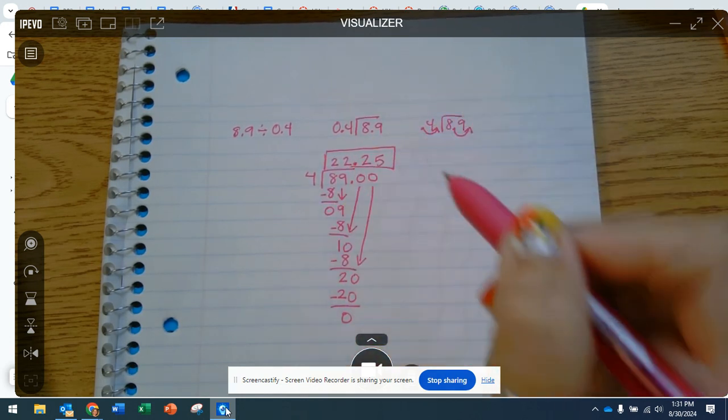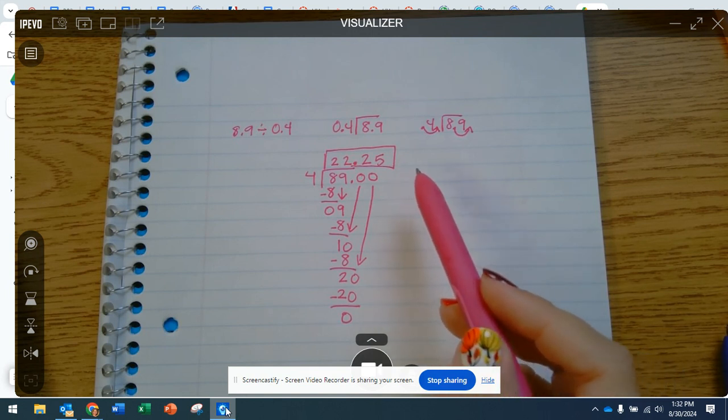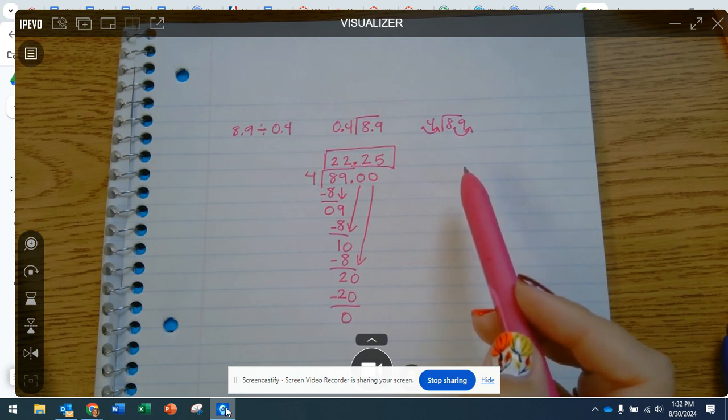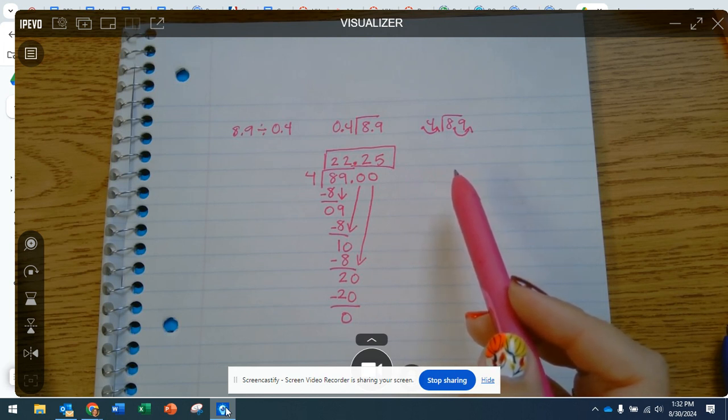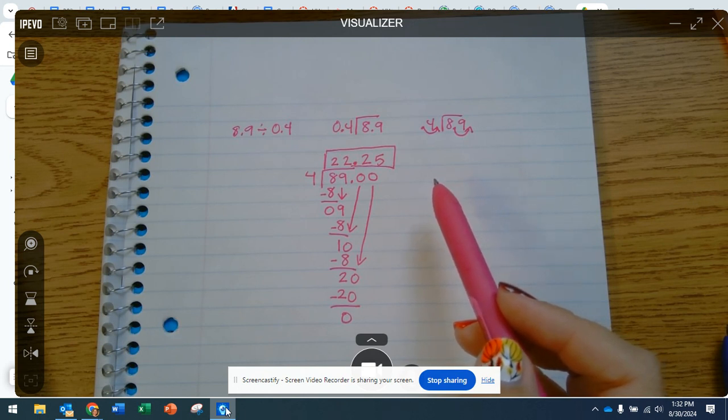My answer is 22.25, which remember earlier we said the remainder was 1, so we said 22 and a fourth. Isn't 1/4 the same thing as 0.25? It is. If you find that your decimal keeps going and going, double check the directions and make sure that it doesn't tell you to round it off. Okay, because after about 4 decimal places, we probably won't make you keep going. Okay, so always double check.